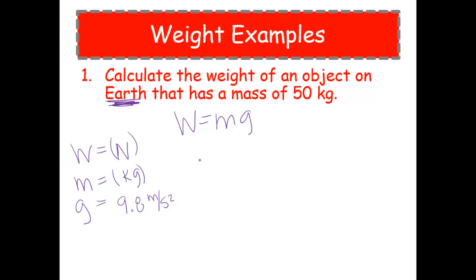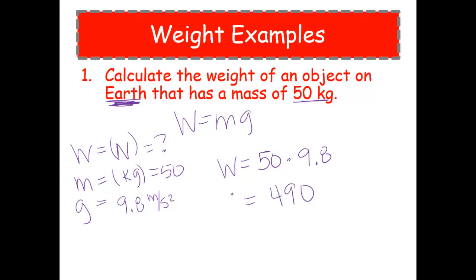So, here we go. Calculate the weight of an object on Earth that has a mass of 50 kilograms. So mass is 50, and we're going to calculate the weight, that's unknown. This is one of those straight multiplication problems. M is 50, g is 9.8. I take my handy dandy calculator, 50 times 9.8, and I get 490. You're solving for W, which is labeled newtons. So the weight of that object is 490 newtons.